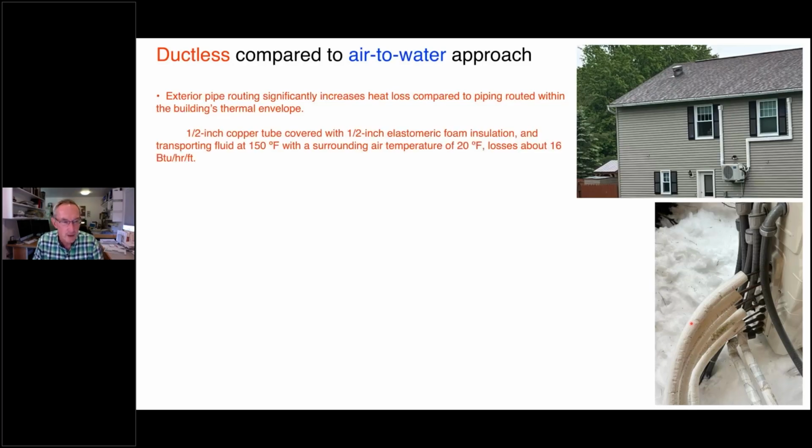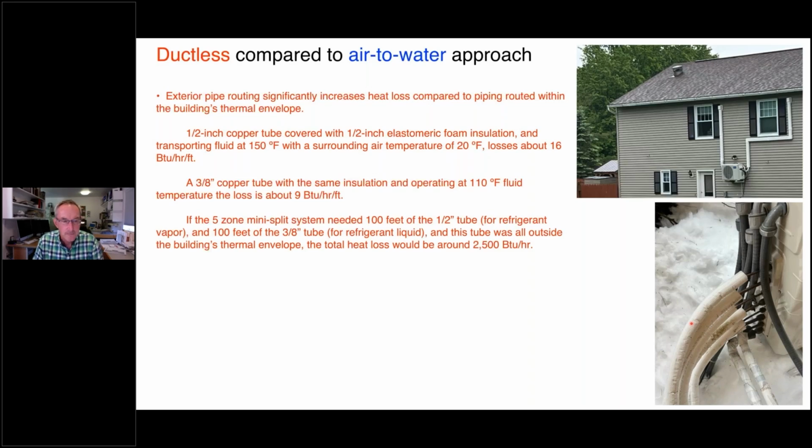So I ran some quick numbers. If we had a half-inch copper tube, a vapor line, with half-inch foam insulation on it, carrying 150-degree refrigerant, and it was 20 degrees outside, it loses about 16 BTUs per hour per foot. The 3/8 liquid line, same insulation, operating at 110 degrees, would lose about 9 BTUs per hour per foot.